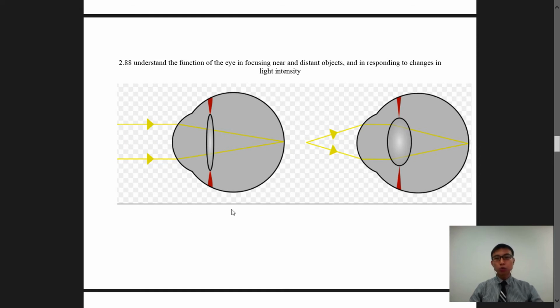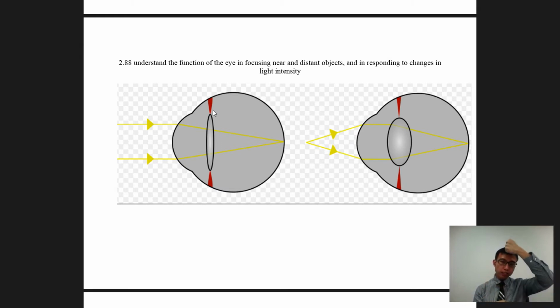Now, for the first one, for this diagram, what's going to happen? You're looking at an object which is quite far away, okay? So your lens has to be stretched thinner. Now, on the surrounding lens, you're going to have the ciliary muscles relaxing. When the ciliary muscles relax, your suspensory ligaments are going to be more taut. It's going to be tighter and pull the lens into a thinner shape.